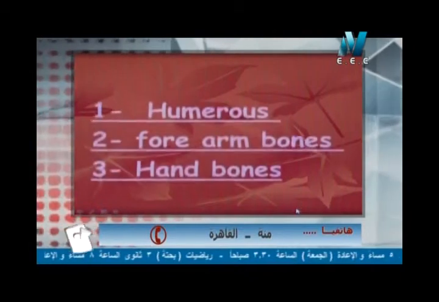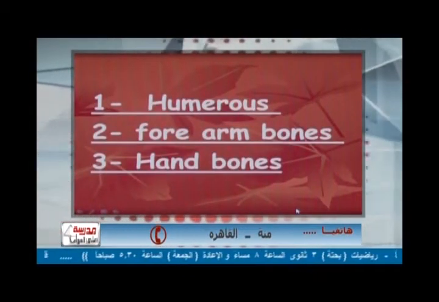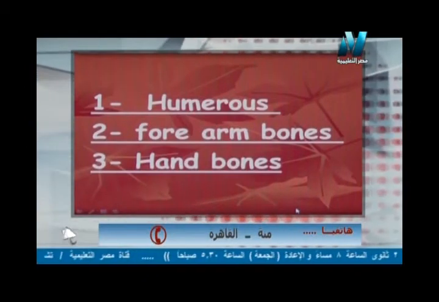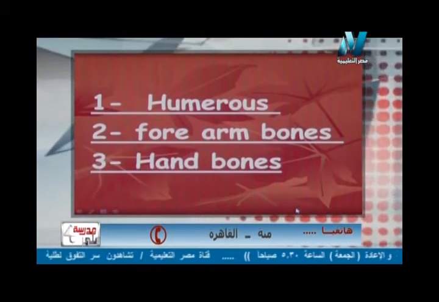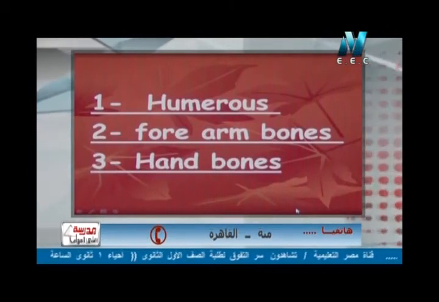Look at Minna. They are the names of this part, the upper limb: humerus, forearm bone, and at last hand bone. Minna, you must study hard.